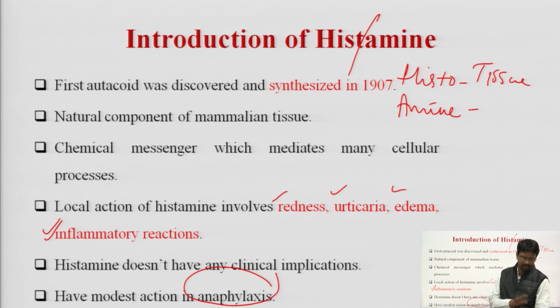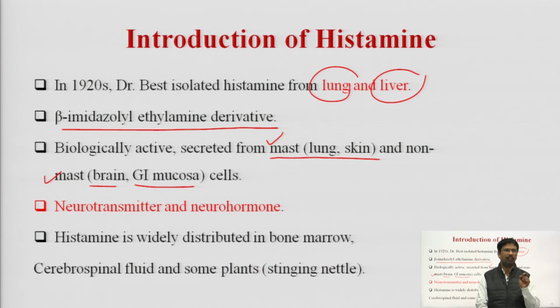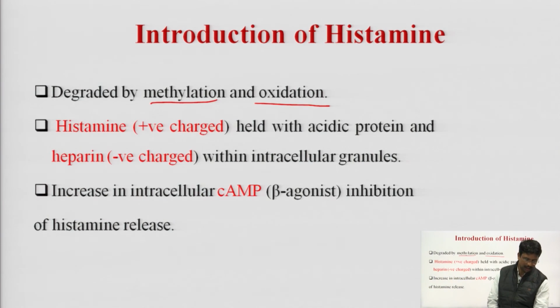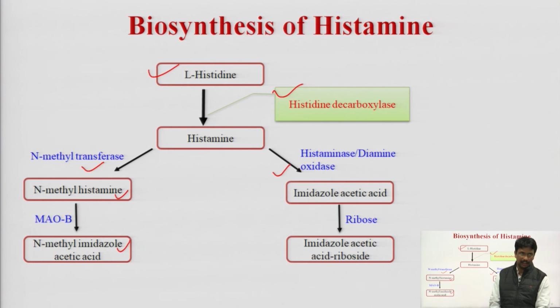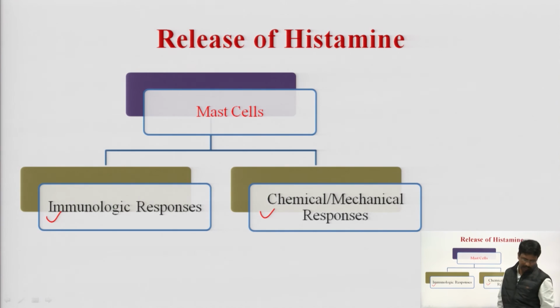Now, histamine is a compound which is derived from tissue, because histo indicates tissue. These histamine are stored in two types of cells, mast cells and non-mast cells. What is the role of histamine? Histamine is primarily involved in allergic conditions and the inflammatory pathway. This is the pathway: L-histidine is converted into histamine and later it will be degraded by two pathways, methylation and oxidation.